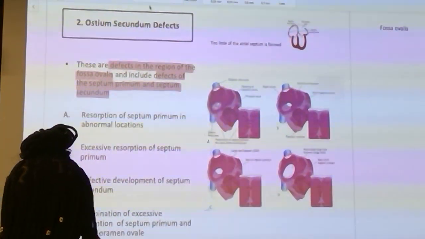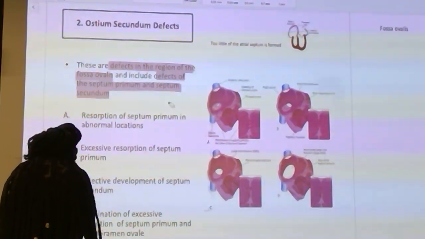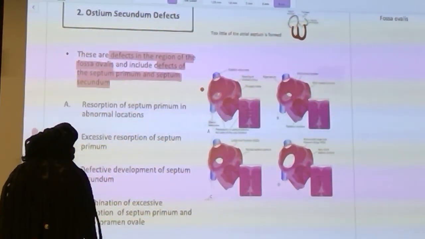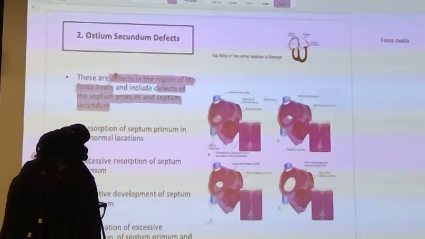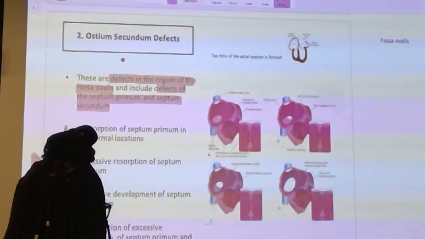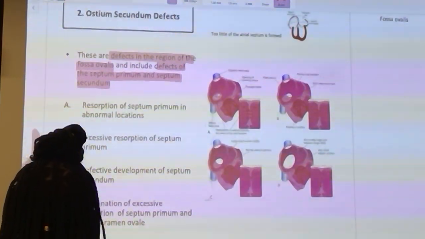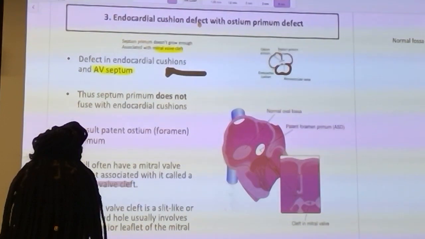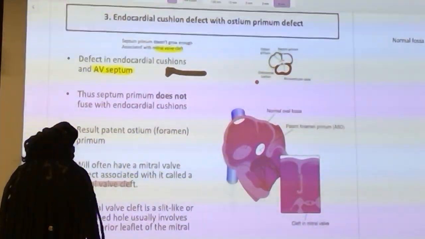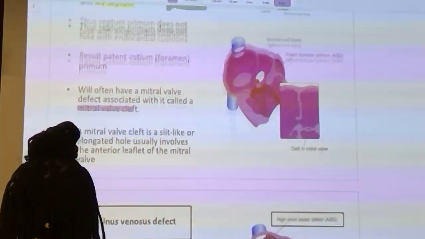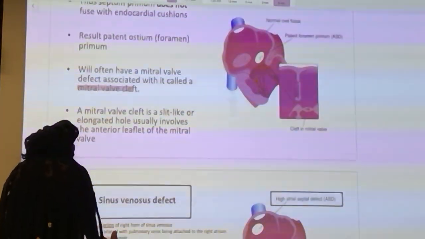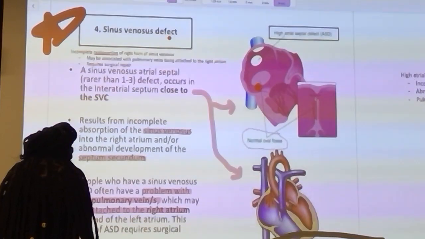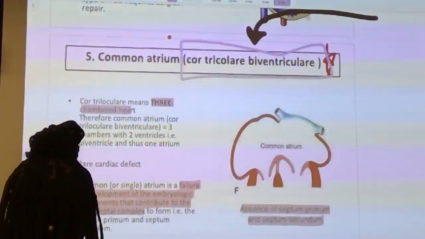Okay, so ostium secundum defects, the problem is with the formation of the atrial septum. And for these diseases, for these lectures, just know what caused it. So ostium secundum, problem with the formation of the septum. Endocardial cushion defects, problem with the endocardial cushion. Straightforward. Sinus venosus, problem is with the sinus venosus.